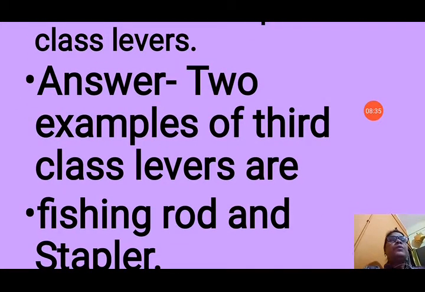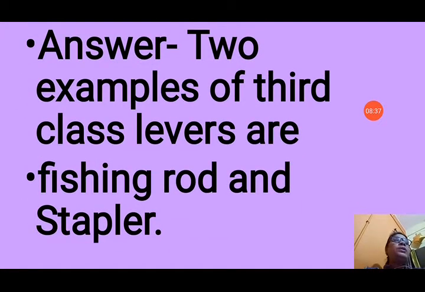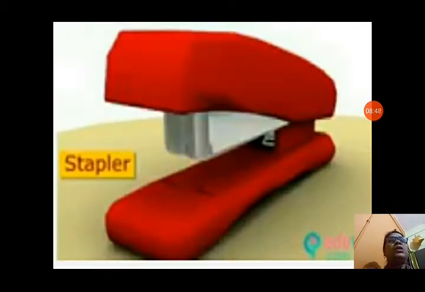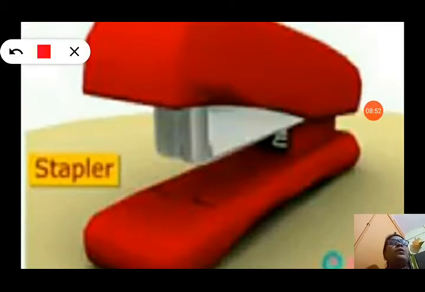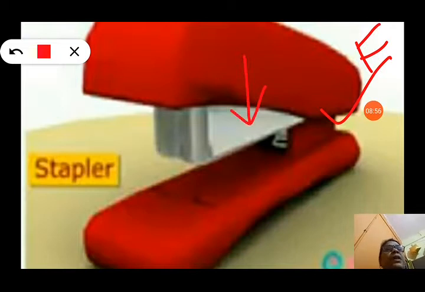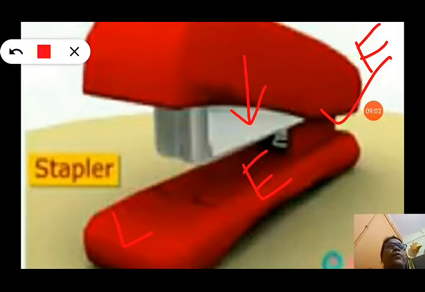So, 2 examples of third class levers are fishing rod and stapler. So, we have seen that in fishing rod effort is in between the load and fulcrum, and in stapler also effort is between the load and fulcrum. You can see in the picture here a stapler. You can see in this picture the fulcrum is on this side. In the middle we press the stapler. So, effort is in the middle and we are putting the load, that is paper or whatever we have to staple, that we put here.